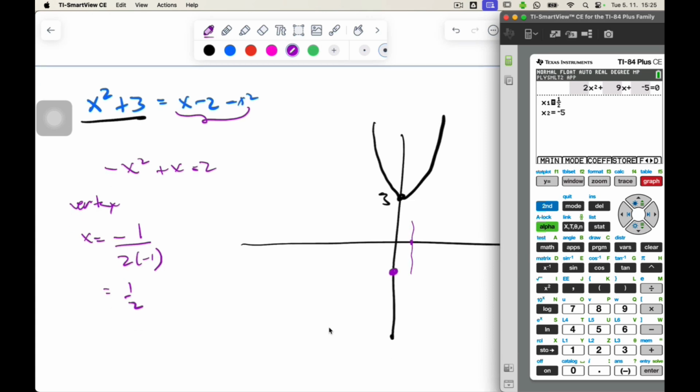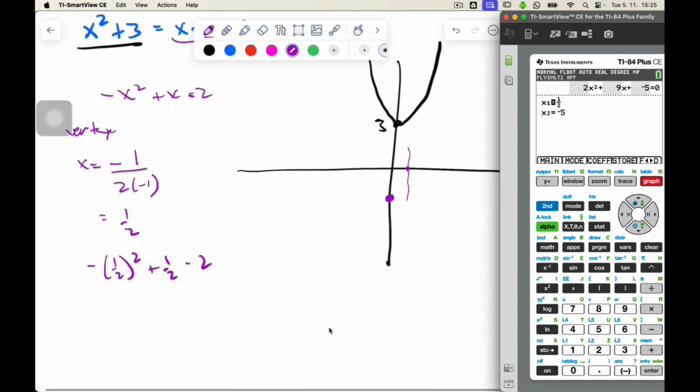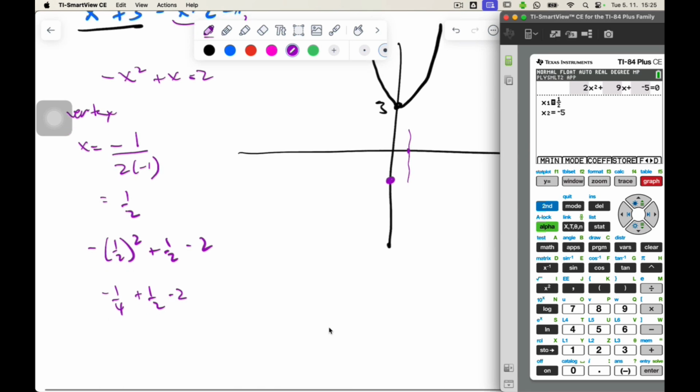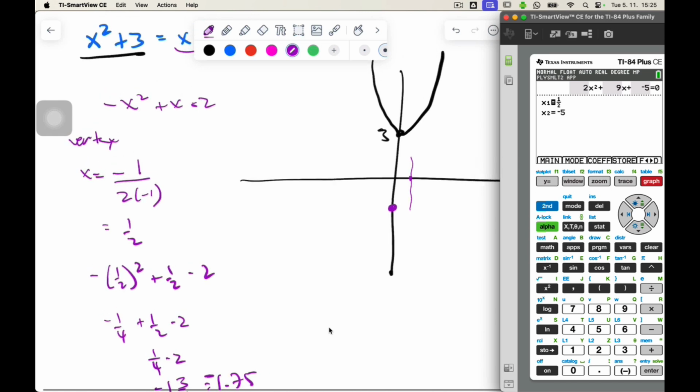If I take that 1/2, I go negative 1/2 squared plus 1/2 minus 2. Well, negative 1/2 squared is negative 1/4 plus 1/2 minus 2. Well, negative 1/4 plus 1/2 is plus 1/4 minus 2. And that's going to be negative 1 3/4, so equal to 1.75 with a negative. So the vertex is at 1/2, negative 1.75.